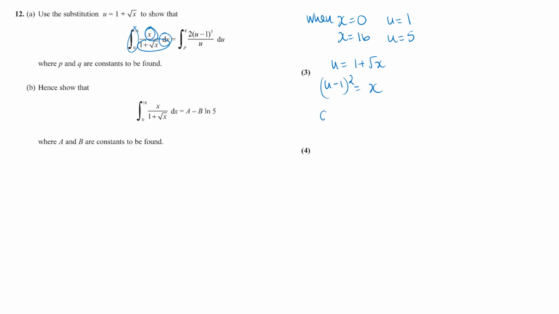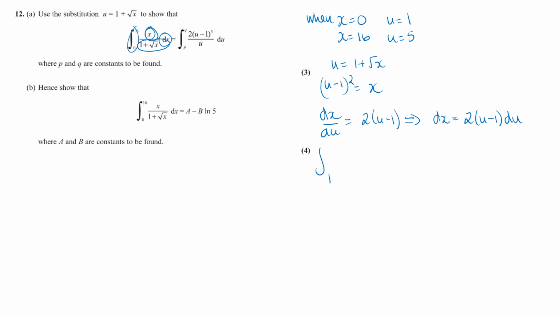And now if we differentiate this, you're going to power down on that bracket, take 1 off and multiply by the differential of the bracket, which is 1, using the chain rule. And what we can do is just cross multiply. The dx is going to be replaced by 2 times (u minus 1) du. So we've got all the bits and pieces to now apply the substitution.